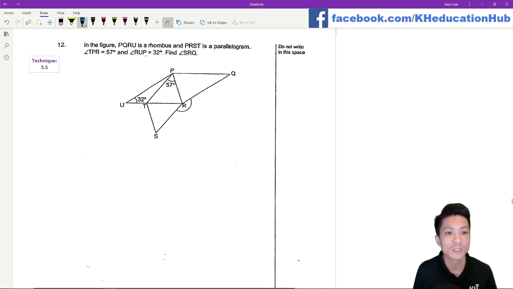Question 12. In the figure, PQRU is a rhombus. PRST is a parallelogram. PQR is 57. RUP is 32. Okay, we need to find SRQ. SRQ is over here.